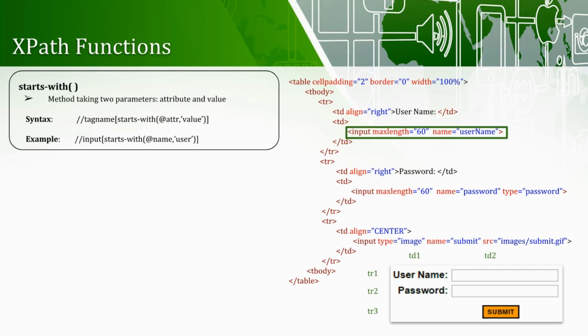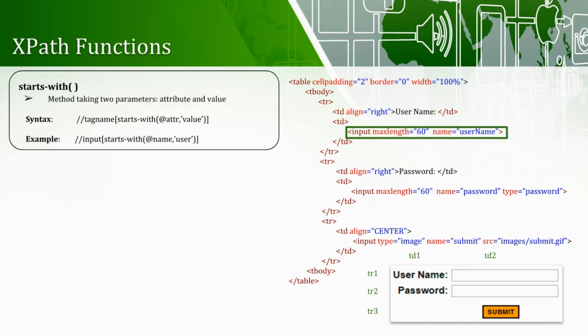So the XPath will be /tag name. The tag name is input for this element. So input starts with @attribute and we are using name attribute. So @name. Then its value.